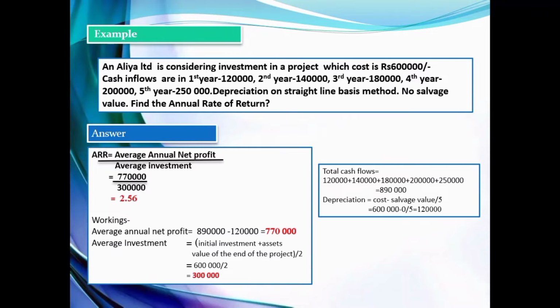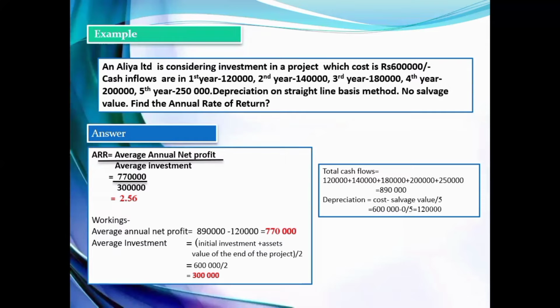Before we find the annual rate of return, we have to do some working. Firstly, we have to calculate total cash flow from 1 to 5 years. According to this question, the total cash flow came as 890,000. From the total cash flow, we have to deduct the depreciation. How can we calculate the depreciation? Depreciation equals cost minus salvage value divided by number of years. Cost is 6 lakh, no salvage value is given, number of years is 5. Therefore, 6 lakh divided by 5, answer became 120,000. Therefore, average annual net profit became 770.